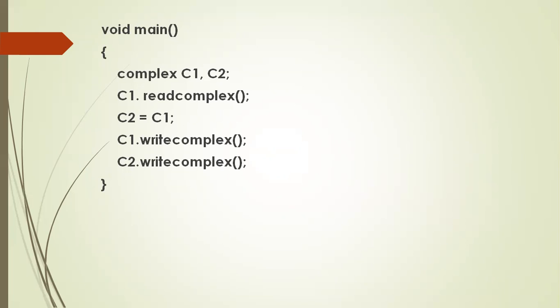So straight away I can take C2 = C1, which means the real part of the first number is copied into the real part of the second complex number, and the imaginary part of the first complex number is copied into the imaginary part of the second complex number. The complete content of the first object is copied into the second object. Now you can call the write_complex function with the objects one by one: C1.write_complex, then C2.write_complex. The same values of the real and imaginary parts of the first complex number are copied into the second complex number also. That we can verify by calling the write_complex function with C1 and C2. Your output will be one and the same.